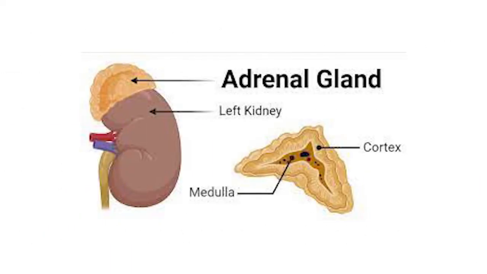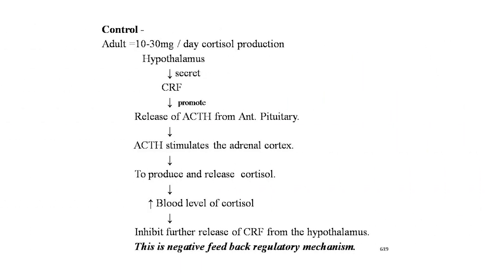This is the same picture of the anatomy of the adrenal glands. Now the control of this secretion: in the adult, cortisol production is 10 to 30 milligram per day.